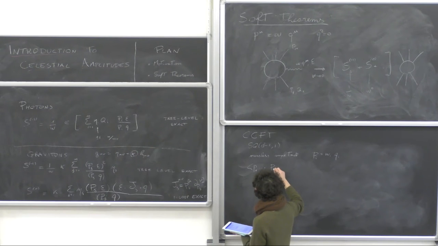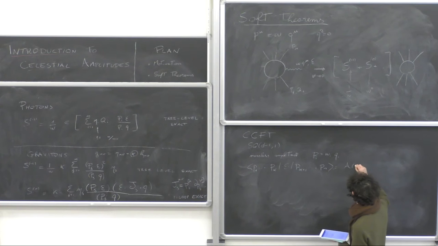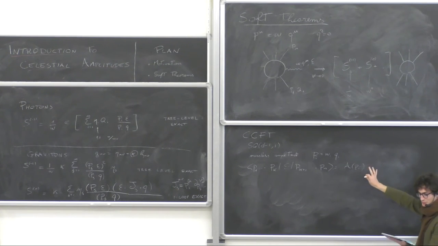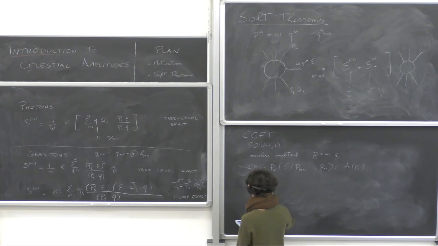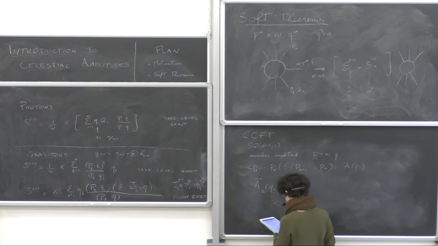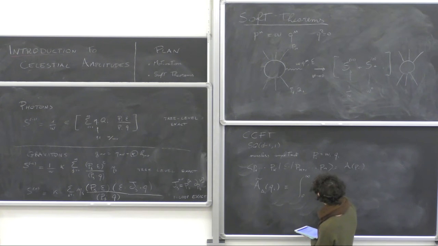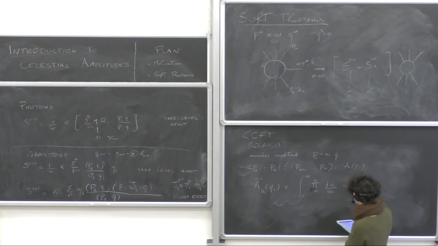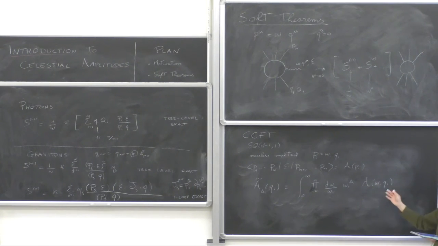So you have some in and out states, and you write this very generically in this way. The definition of a celestial amplitude is just taking some Mellin transforms of the omegas. Let me write the definition. For each external particle, I'm going to take an integral in omega_i with a weight that is this delta_i. So this is going to be the definition.